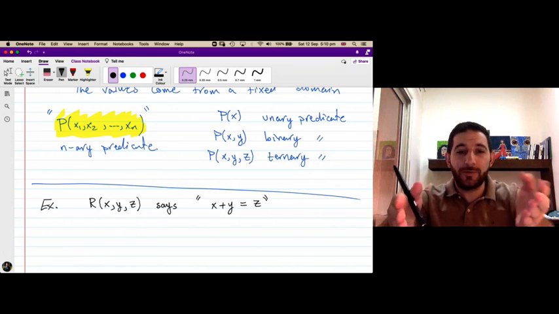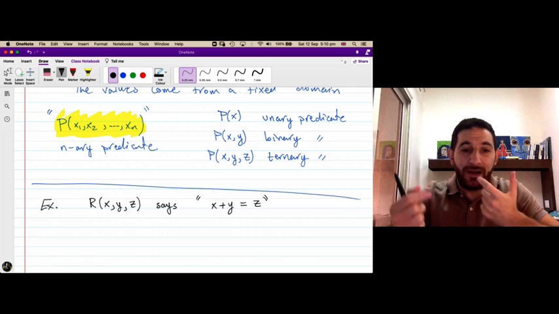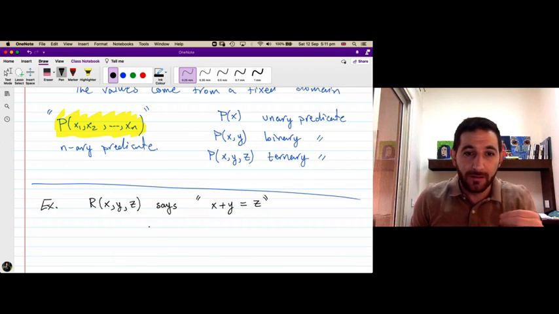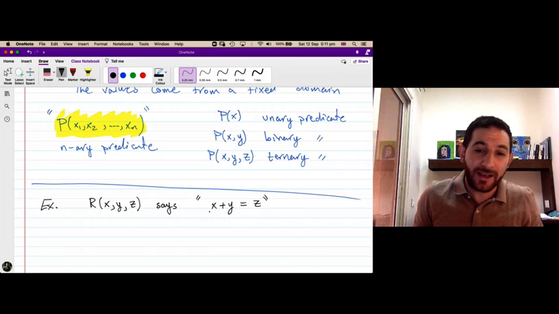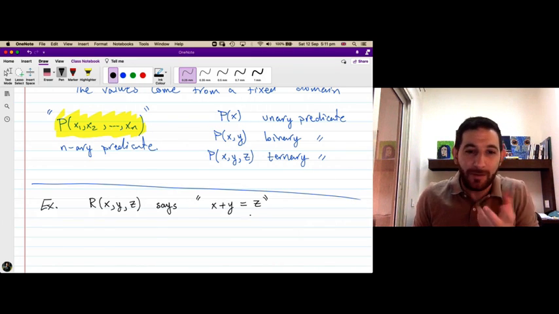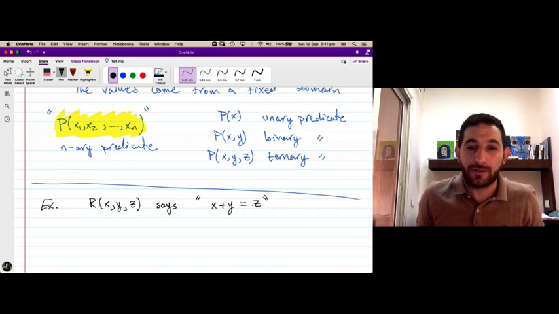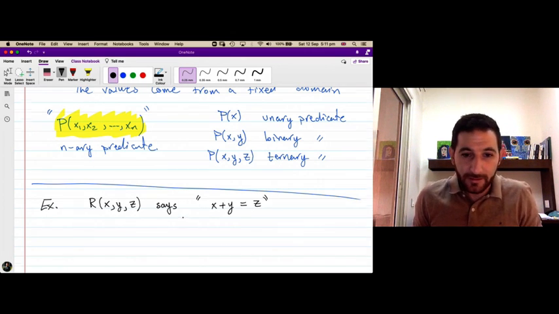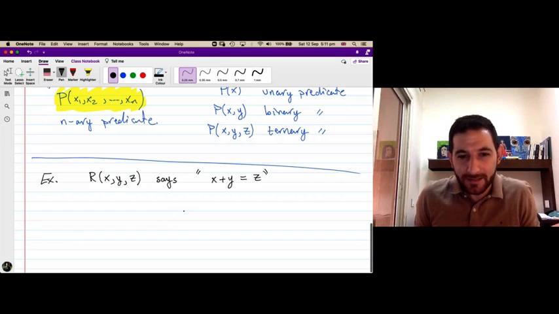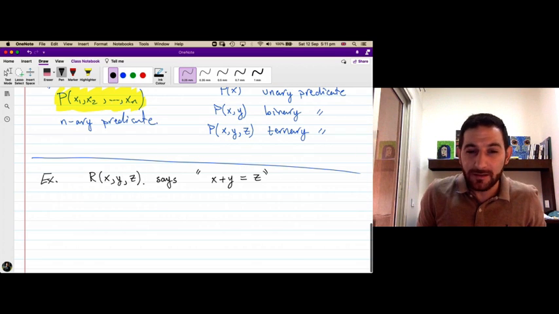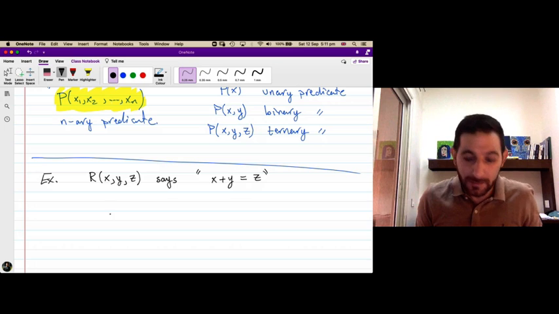Okay, so what is the property here? The triple x, y, z have the property R if the sum of x and y is z. So a triple has property R if the sum of the first two is equal to the third. Remember, a predicate is a property. But this is a property of three people, x, y, z. They have the property R if you add the first two, you get the third.